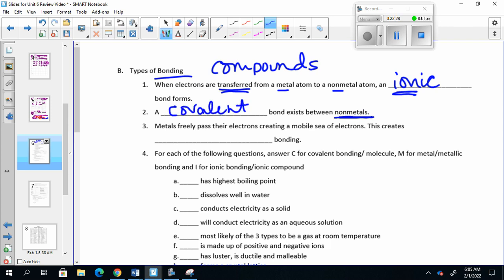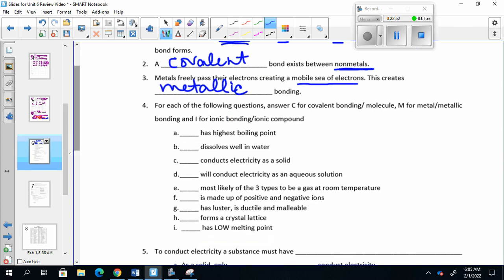And there's no ions, there's no charges, no crisscrossing. Metals freely pass their electrons, creating a mobile sea of electrons. This creates metallic bonding. So that means metals, they don't transfer their electrons. It's sort of like playing hot potato. They're just constantly passing them back and forth and back and forth. And that's why they're such good conductors of electricity.